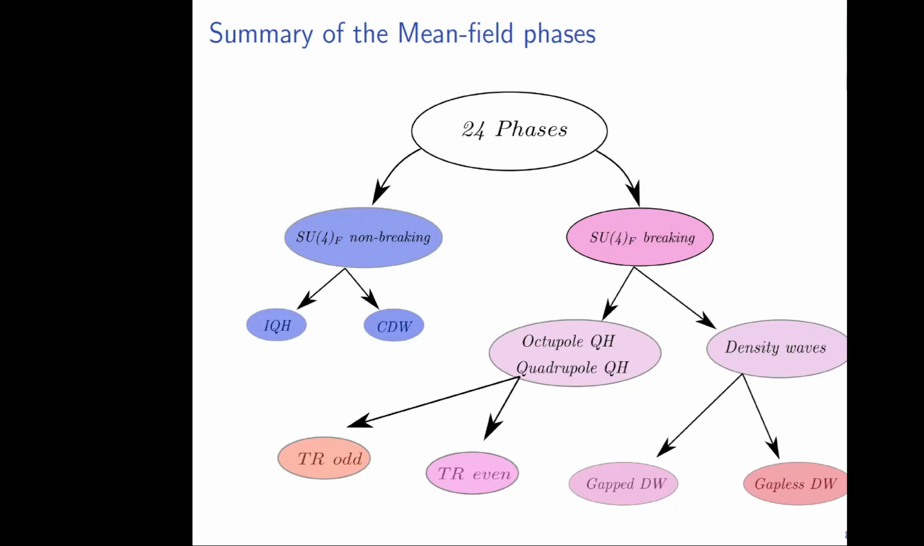And the phases that break SU(4) can be of two kinds. One is a density wave kind, and the others are quantum Hall types. So these are some non-trivial topological phases, which can be either time reversal even or odd. So basically, I'd like to focus on this.